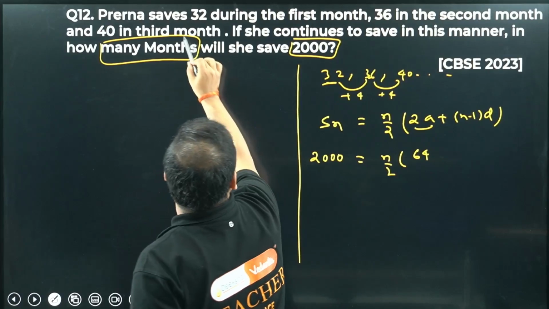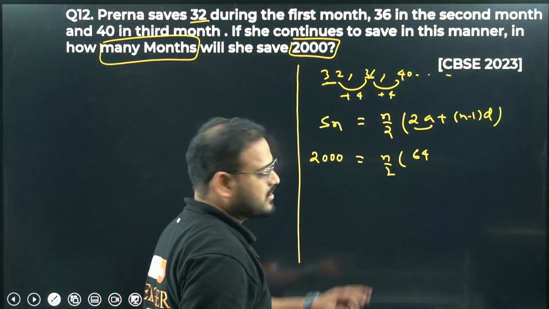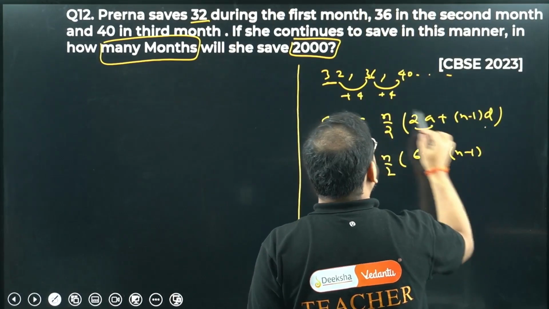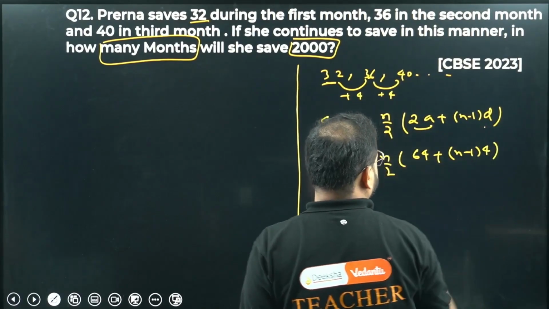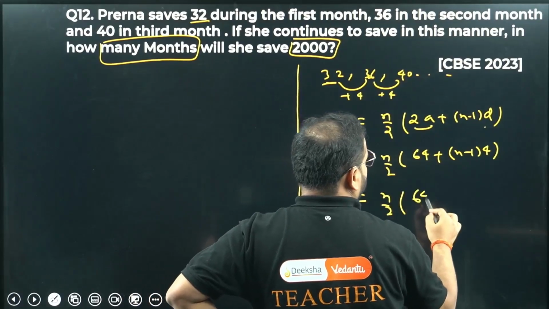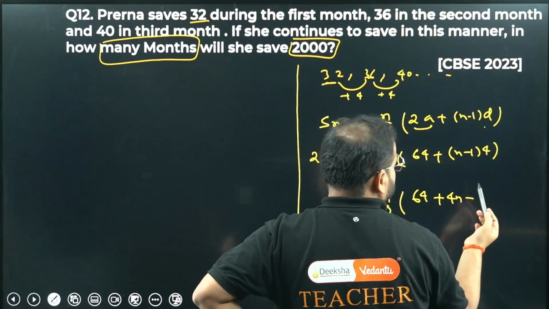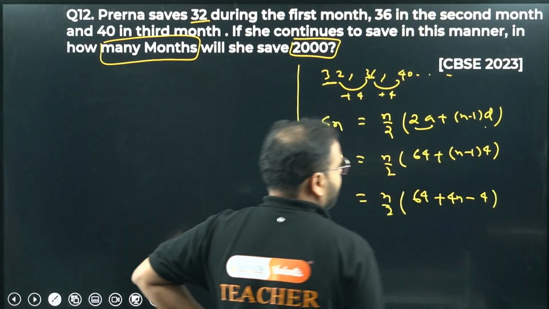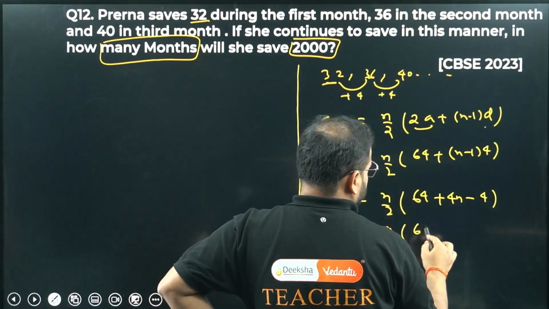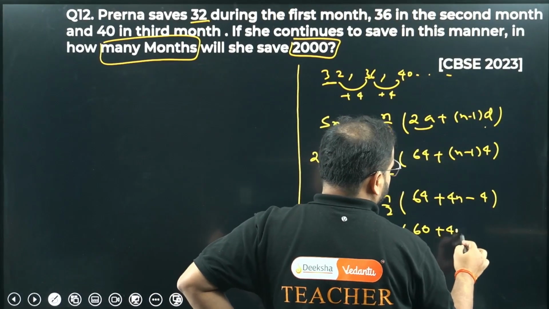They've not given the value for this. So 32 means 64. We don't know n. So n minus 1, D is how much? Plus 4. So keep it like this. N minus 2. 64 plus 4n minus 4, right? Minus 4. What I'm getting for this, please check. N by 2, 60 plus 4n.